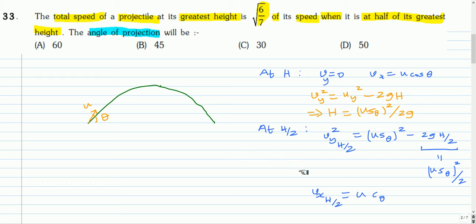At h by 2, we get v square as u square, the vertical component (u sine theta) square minus 2g times h by 2, and for the value of h we can use this one. So from this we get this term as (u sine theta) whole square divided by 2, and the horizontal component of the velocity at h by 2 is the same as this one, that's u cos theta.